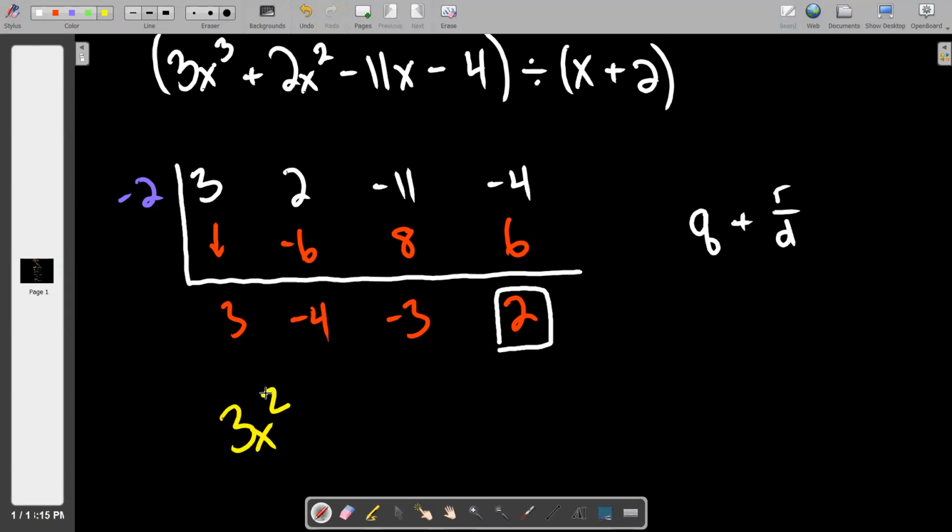3x to the second minus 4x minus 3 plus a fraction. What goes on top of the fraction? Remainder, 2. What goes on bottom of the fraction? Divisor, x plus 2. Game over. Done.